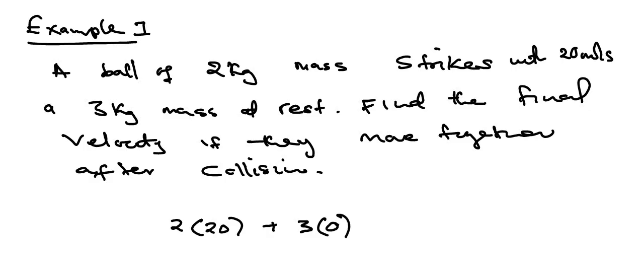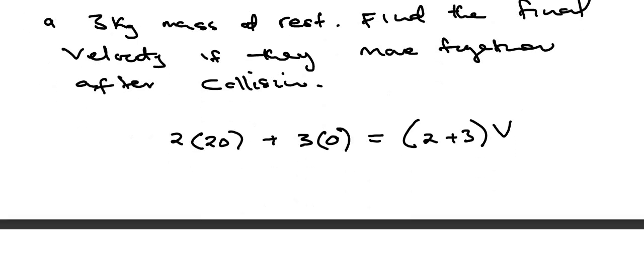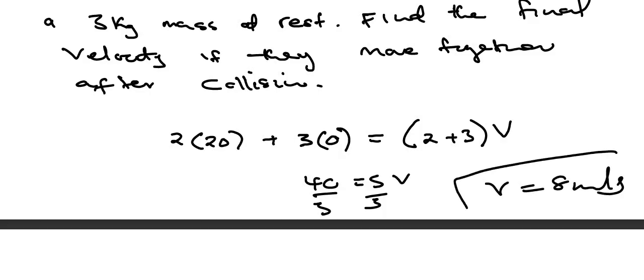They will give you the mass and the velocities. The before information is always given. Then what you're going to be looking for is after. Because they're moving together, we'll just add the 2 plus 3. They're moving with the final velocity, which we don't know. That's the one that we are looking for. So this is now going to be 40 equals 5v. Then you divide, meaning your velocity is just 8 meters per second. So they were both moving at this velocity.